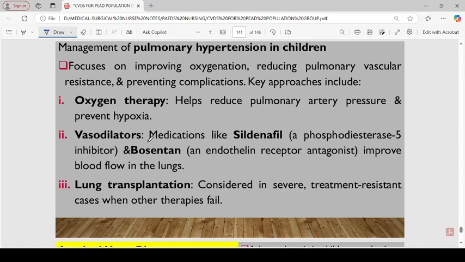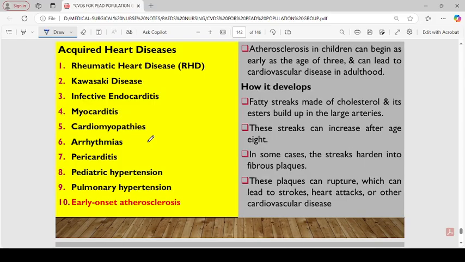So, oxygen therapy, which will help reduce pulmonary artery pressure and prevent hypoxia. Vasodilator medications like sildenafil, which is a phosphodiesterase 5 inhibitor, and bosentan, which is an endothelin receptor antagonist, will help improve blood flow in the lungs. Lung transplantation is considered in severe treatment resistant cases when other therapies have failed.